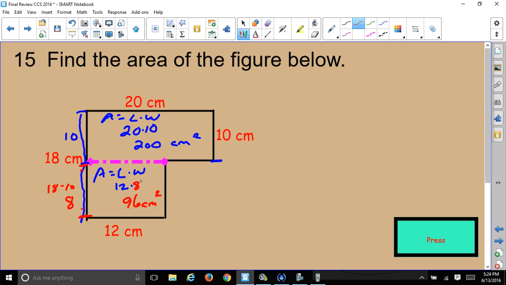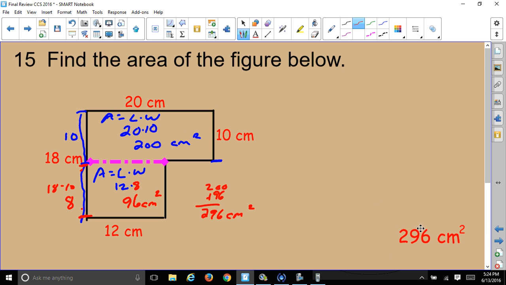Now, all we have to do is take our 200 plus our 96. Add that together. That'll give us 296 square centimeters. That is the area of this irregular shape. So that's what I'm going to go with. And let's check our answer. 296 is correct.